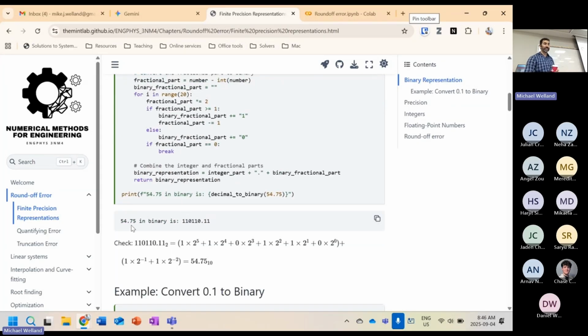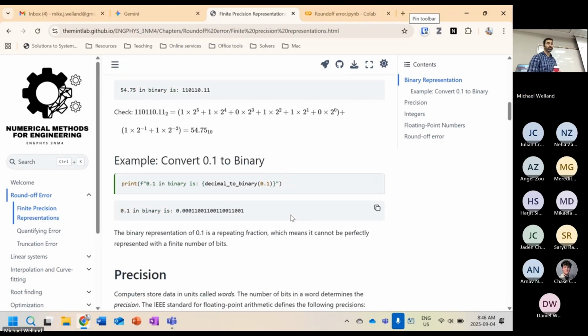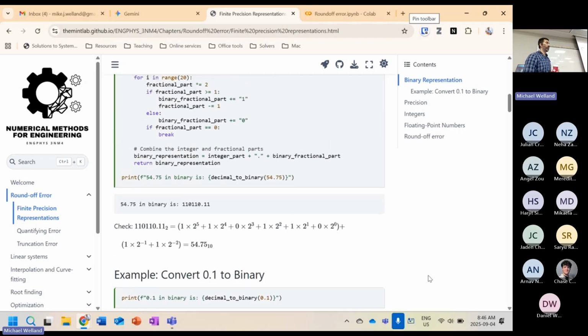Okay, so in this case, 54.75 as a representative problem, right? In binary is this, 0.11. And you can check that doing the exact same thing: 2 to the power of 5, 4, 3, 2, 1, 0, -1, -2, and lo and behold, you get the same base 10 number. Anybody want to try converting 0.1 to binary?